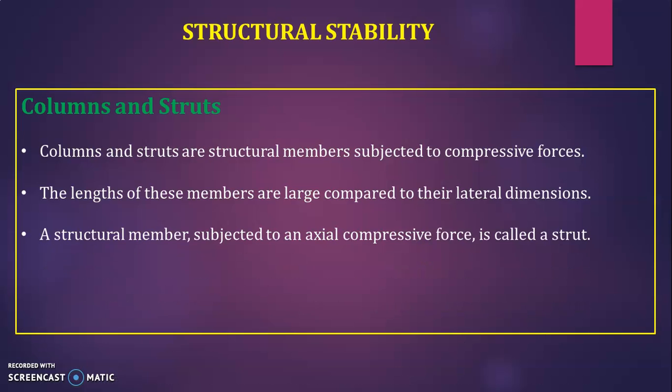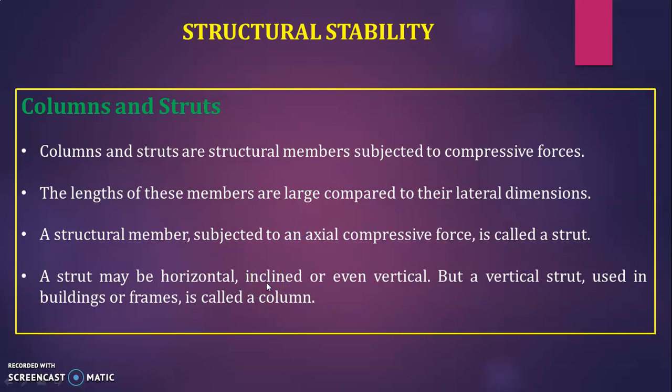A structural member subjected to an axial compressive force is called a strut, or a member of structure or bar which carries an axial compressive load is called the strut. A strut may be horizontal, inclined, or even vertical, but a vertical strut used in buildings or a frame is called a column. So generally a member in any position other than vertical subjected to compressive load is called strut, and a vertical member subjected to compressive load is called column.